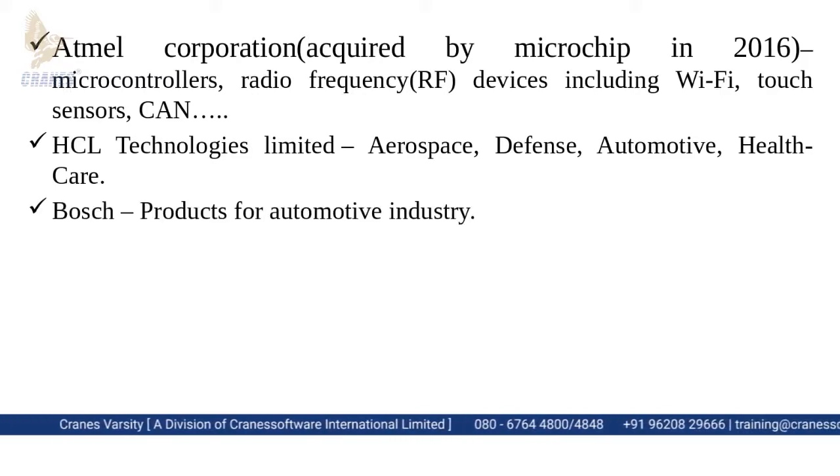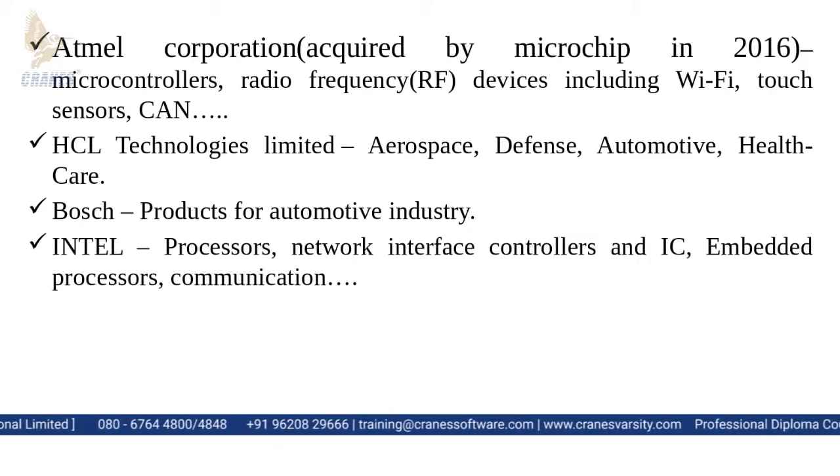Bosch. They make products for the automotive industry. Intel. They supply processors for computer system manufacturers such as Apple, Lenovo, HP and Dell. Intel also manufactures motherboard chipsets, network interface controllers and integrated circuits, flash memories, graphic chips, embedded processors and other devices which are related to communication and computing.